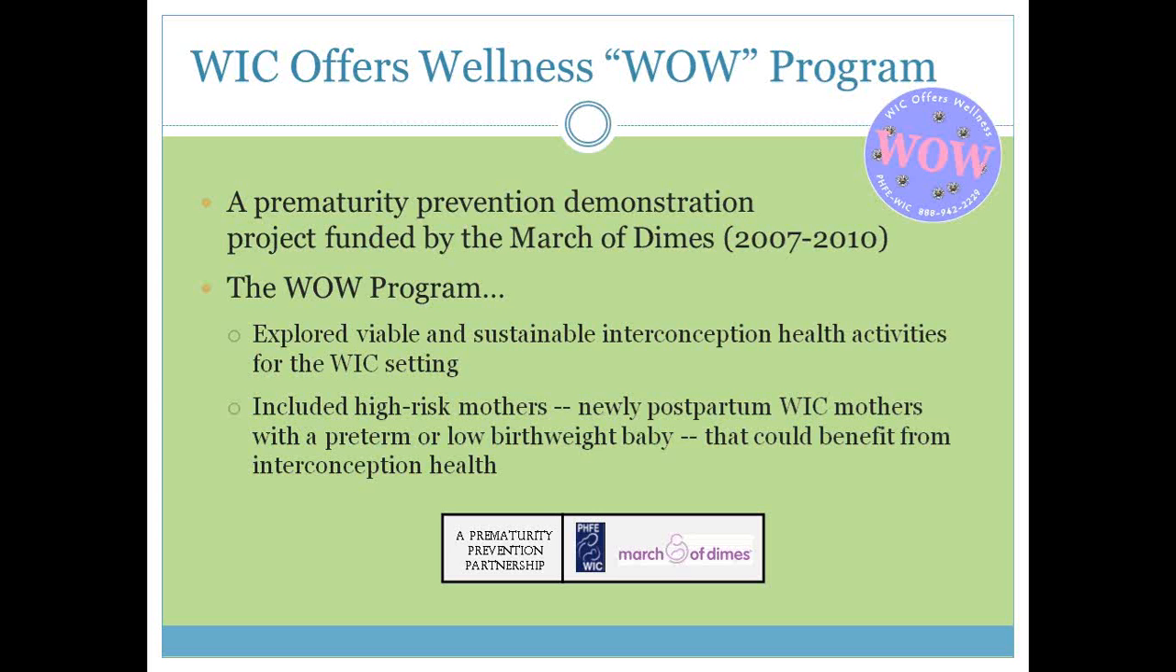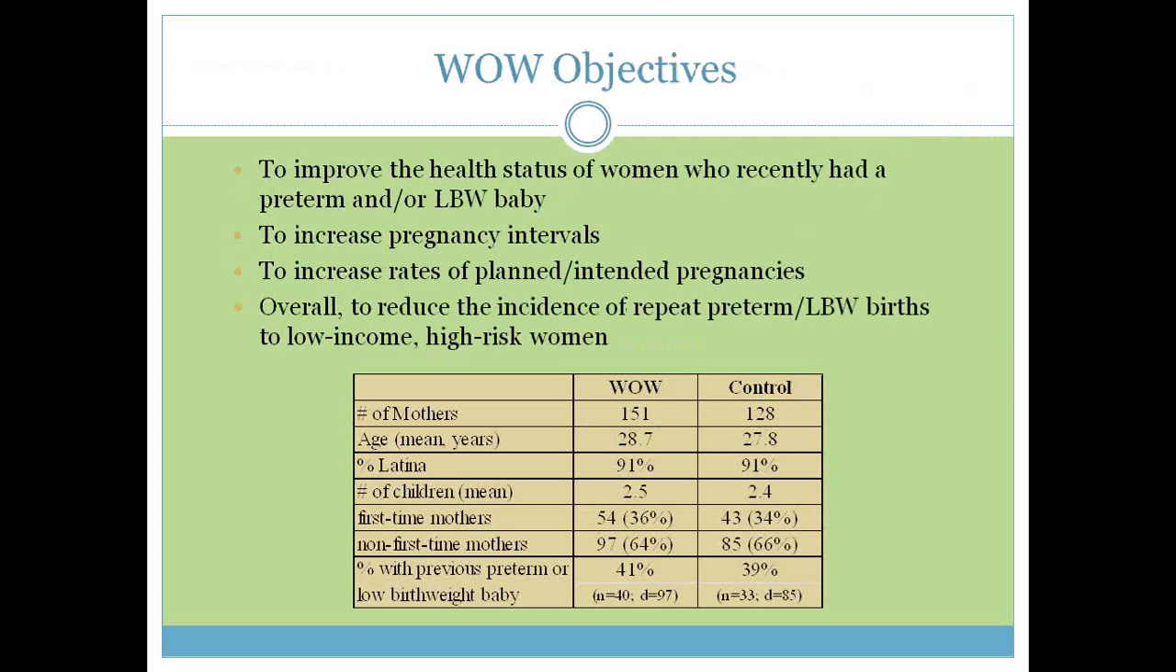In the WOW program, we focused on and enrolled women who had just recently delivered a preemie or low birth weight baby. So these were women who could really benefit from interconception health support. Our objectives of that WOW program were to improve the health status of these moms who had just had a poor birth outcome, to increase pregnancy intervals and really encourage some child spacing if they were to plan another pregnancy, and hopefully that those pregnancies would be planned, so reducing rates of unintended pregnancies. And if they did get pregnant, we wanted to support them and help them to have a healthy pregnancy and healthy birth, so a full-term, healthy weight baby.